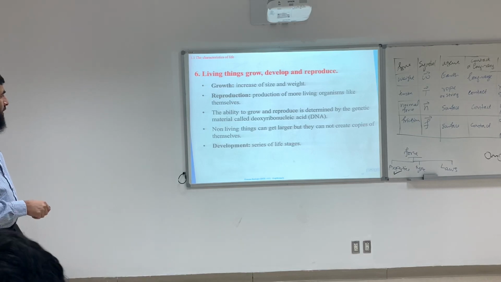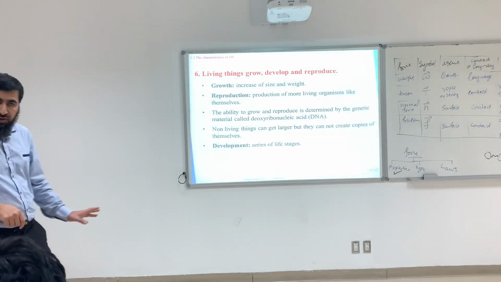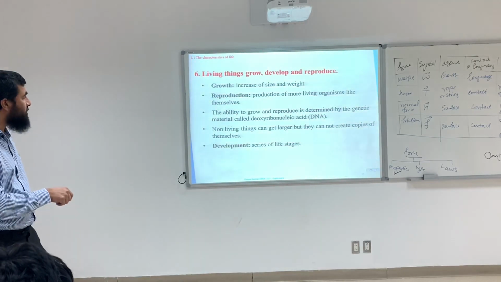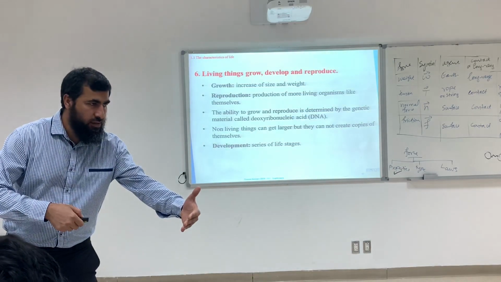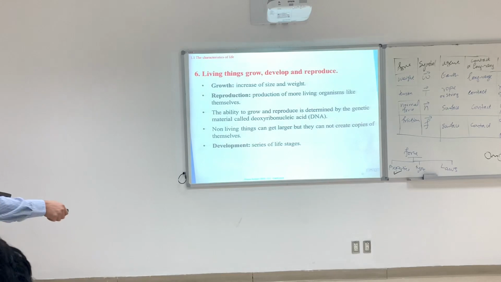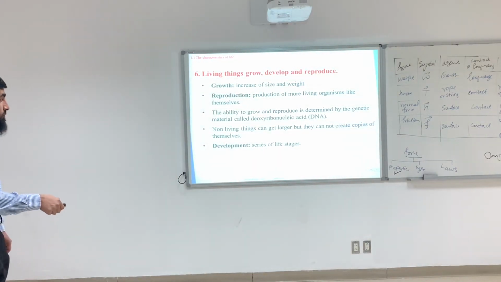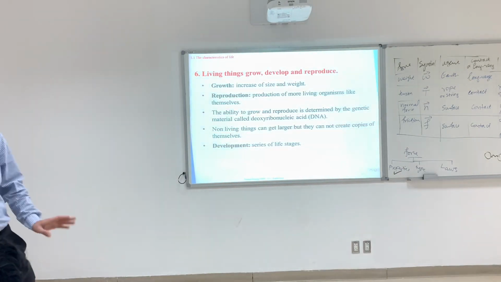Now, growth and reproduction. The key point here is, remember, growth is increase in size, reproduction is when you produce more of that organism, okay? Like humans, we have children, so we reproduce. So, how is this controlled? Key point, make sure that the genetic material is in the nucleus, okay?